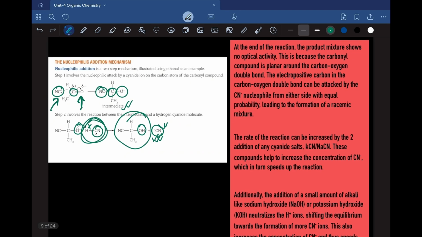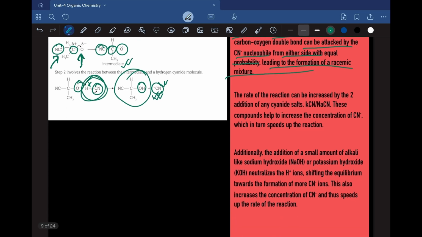At the end of the reaction, the product mixture shows no optical activity because the CN minus nucleophile can attack from both the sides with equal probability, and if they can attack with the same probability, it will form a racemic mixture. So there is no optical activity. This is something that we have seen previously as well, right? This is because the carbonyl compound is planar around the carbon oxygen double bond. The electropositive carbon in the carbon oxygen double bond can be attacked by the CN minus nucleophile from either side with equal probability, leading to the formation of a racemic mixture. Just the thing that I have made you guys understand previously. Hopefully you have understood it completely.